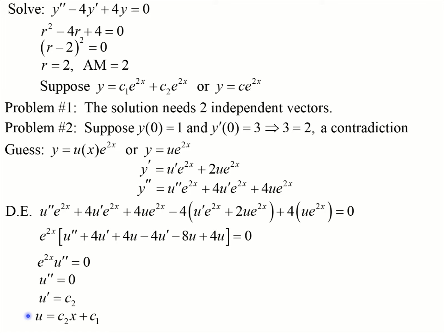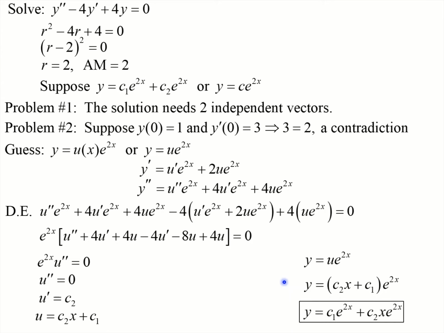Let's take a look at my solution. Remember, my guess said u times e to the 2x, so I'm going to put that over here. U times e to the 2x. The u that I found is c2x plus c1. We can rearrange things with algebra, and I get my final result, which is C1 e to the 2x plus C2 x e to the 2x.